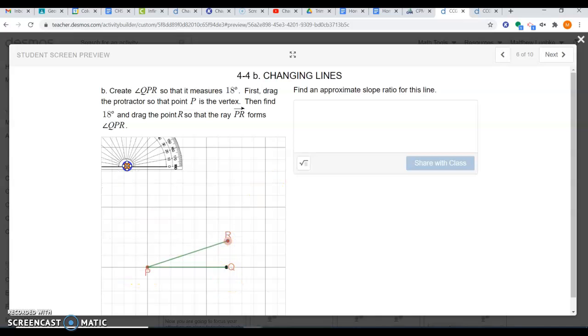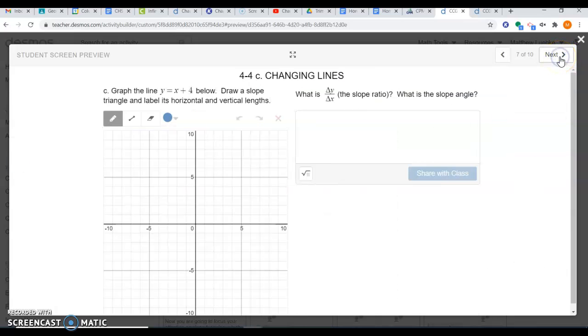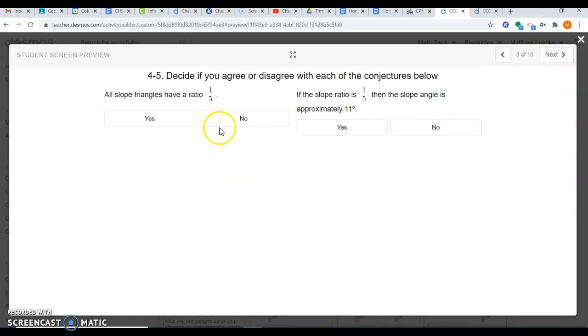Okay. And then it's going to ask us to find the slope ratio. And so, well, I can go over 1, 2, 3, up 1. That's a slope ratio of 1 over 3, because up 1 over 3. Kind of interesting just to use that little virtual protractor, I think. Okay. Then we're going to graph a line, talk about the slope ratio of this line, and then we're going to try to say, okay, what would that slope angle have to be? And then we get to kind of draw some conclusions from what we noticed.